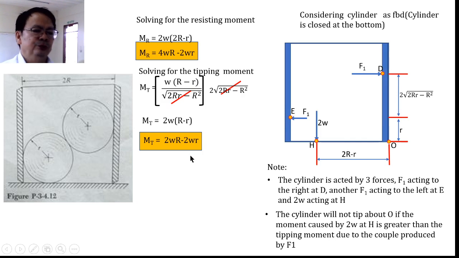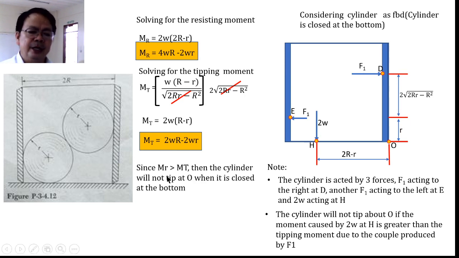Now let us try to compare. This is the resisting moment, and this is the tipping moment. You will notice that the tipping moment has the same value as the resisting moment, 2WR. Which means they are the same in terms of the moment produced by the radius. However, in terms of this part, the first term is greater than this term. Hence, we would expect that the resisting moment is greater than the tipping moment.